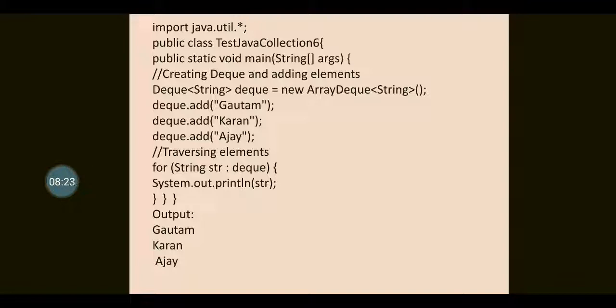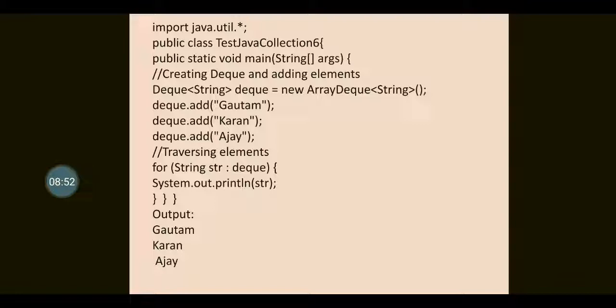So let us have an example. It also resides in util package, and our user defined class followed by main method and DQ data type. Here DQ is the object name, new array DQ data type of, and with the help of add method we can insert the element, that is enqueue the element onto the double-ended queue.